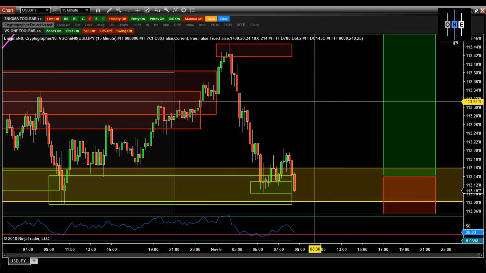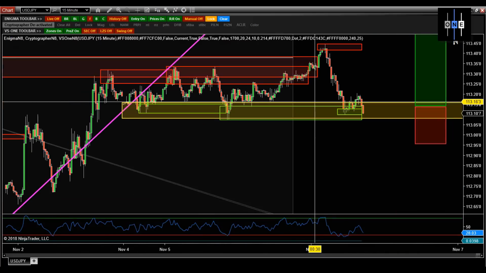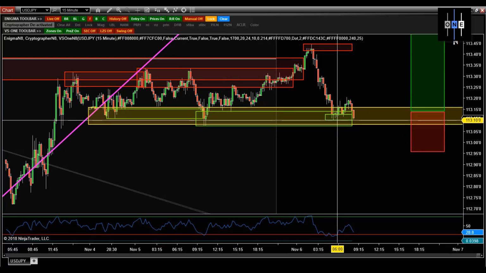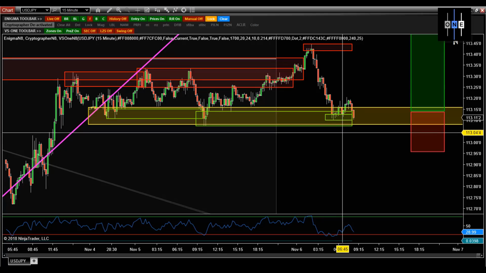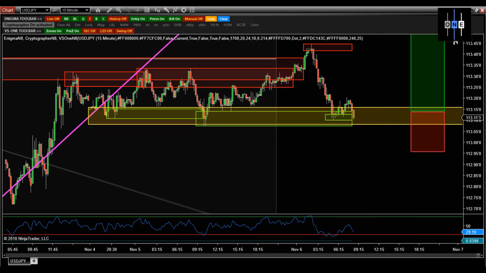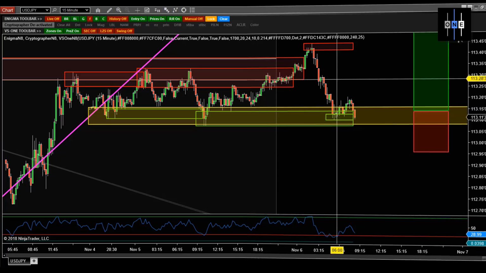If you are entering here on the 15, you could use a more conservative stop loss because your ATR is going to be a little bit different. So the ATR is essentially going to be 4. I would still get below the 113 even handle just for safety. But you technically could go a little bit higher. All right. Questions on dollar yen? Nice looking setup.